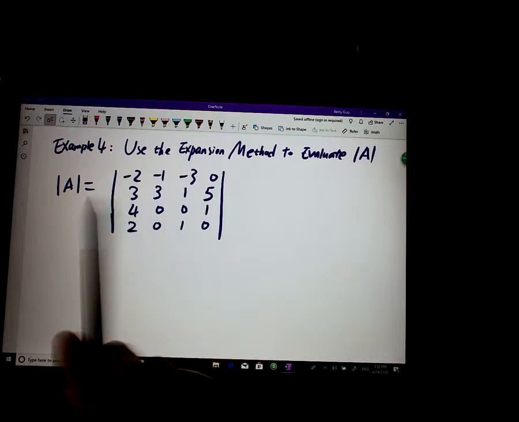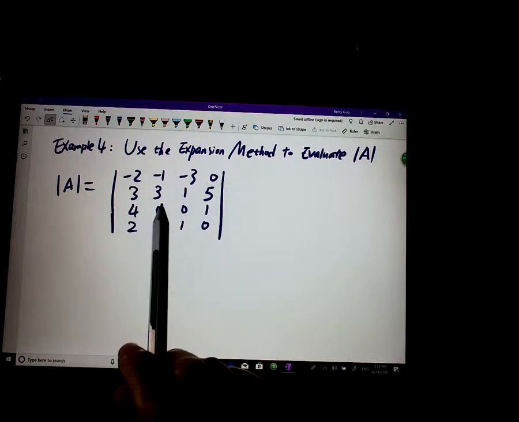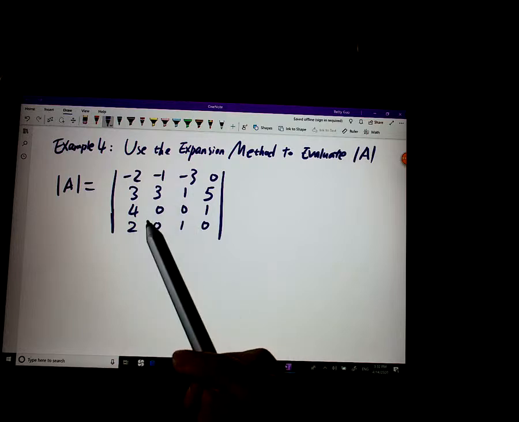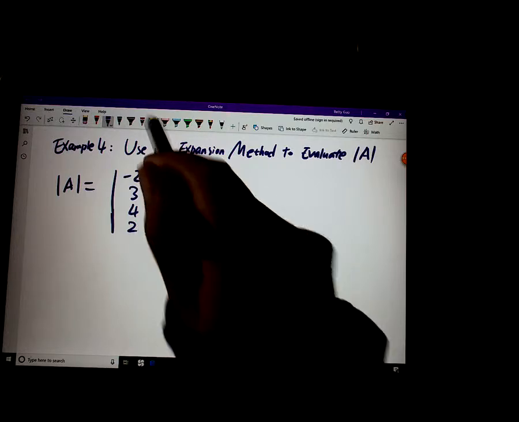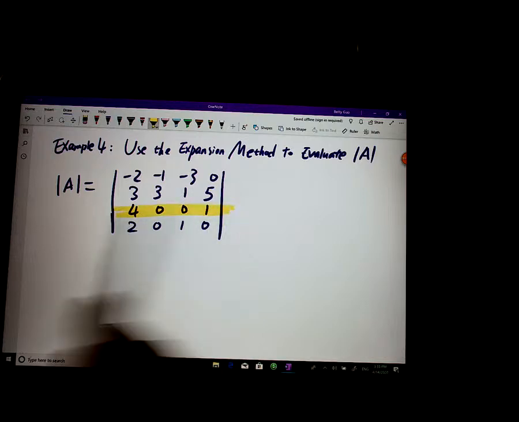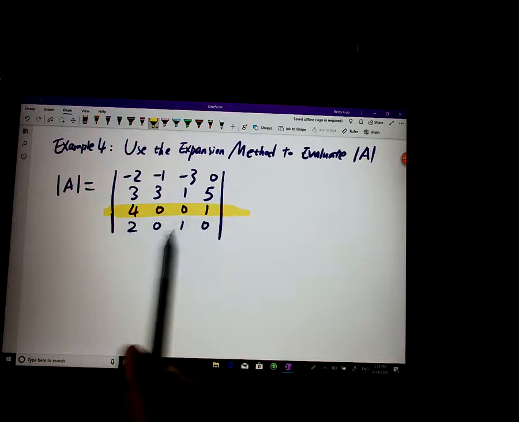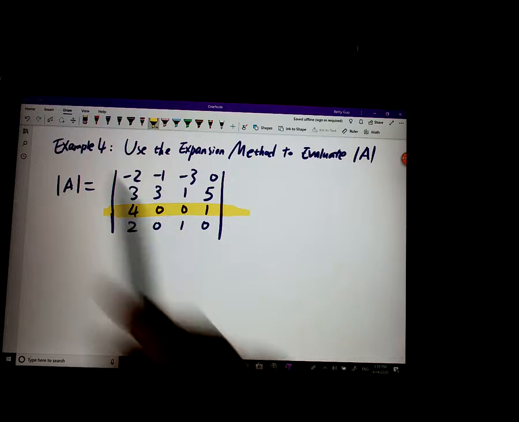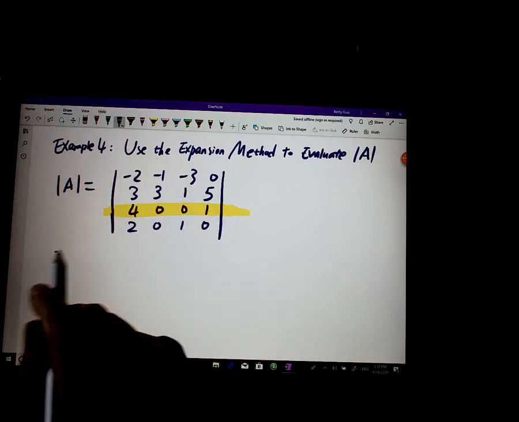We could expand the determinant from one row or one column. We could pick any row or any column, but we want a row or column that has as many zeros as possible. So I'm going to use row 3, because half of the entries are zeros. That would be very convenient. Let's see how we expand it.